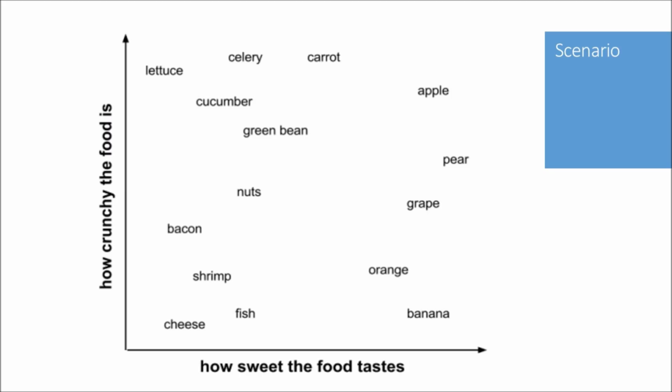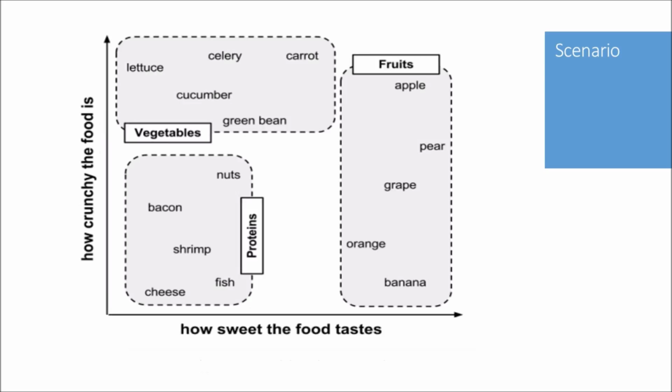And similarly, on the right-hand side, you see a lot of sweetness, where you see apple, pear, grape, banana, orange, which are high on the sweet factor. Apple is crunchy and also sweet, so that's the reason it's up in the corner. And on the lower left, you see food items like cheese, shrimp, bacon, nuts, fish, which are relatively soft and not sweet, so they fall into that category. As we start plotting the data, we start seeing boundaries getting formed, and these boundaries are what we eventually classify as fruits, vegetables, or proteins.